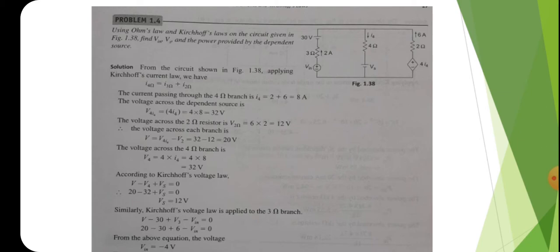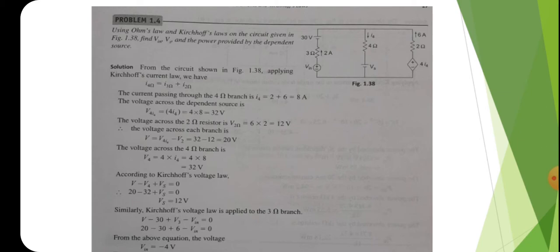So you are asked to find out V in, Vs and power provided by the dependent source. Dependent source is 4I4. So power provided by that 4I4.